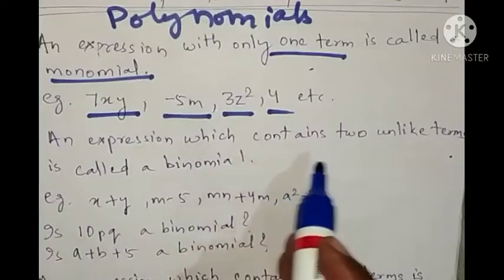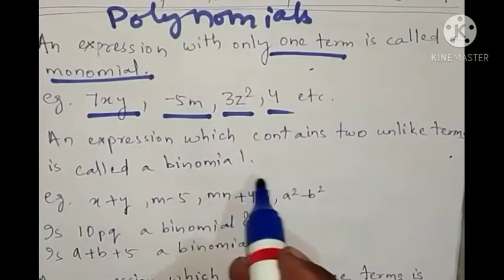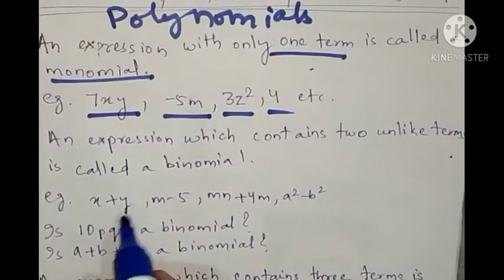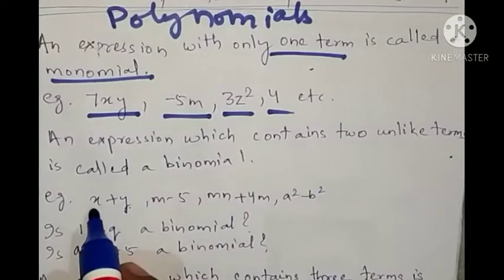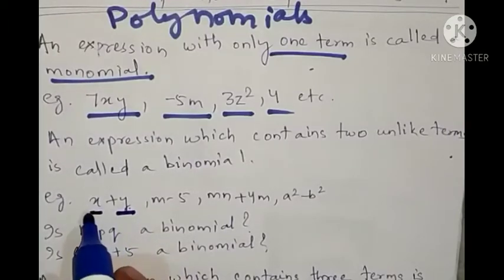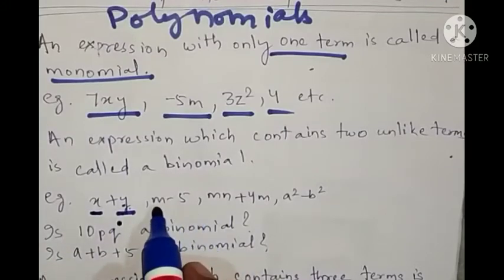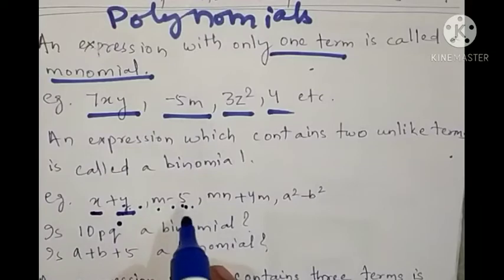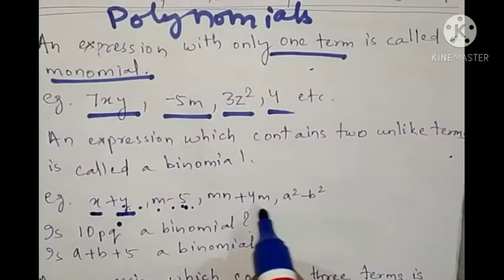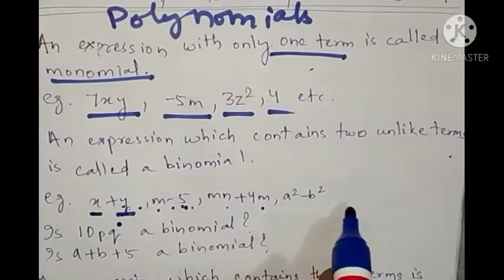An expression with two unlike terms is called a binomial. So look here, x plus y. Here are two different or unlike terms: x and y have different variables. That's why these two are unlike terms, and they are added to form an expression, and this is known as a binomial. Here you see m minus 5. These are two different terms, m and minus 5. Okay. mn plus 4m: mn and 4m are different terms. That's why these are unlike terms and these are binomials, like a square minus b square.